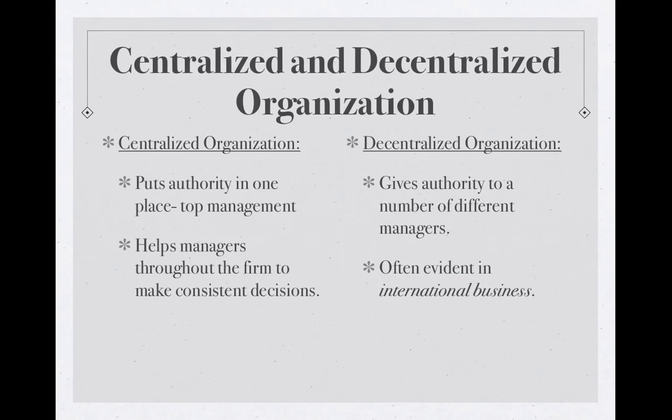Centralized and decentralized organization. Centralized organization puts authority in one place, the top management, so similar to what the line authority was, and it helps managers throughout the firm to make consistent decisions. Decentralized organization gives authority to a number of different managers, and this is often evident in international businesses. So you have some U.S. managers who are working in 4 countries. They have more decision-making power because they know their markets well or they know their products well.